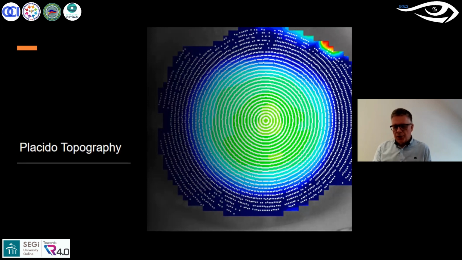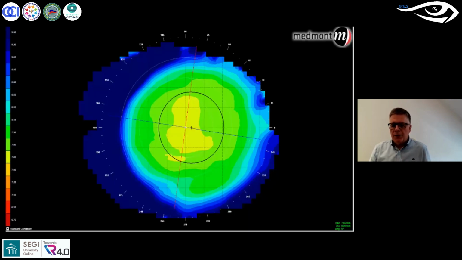Now, rather than just a series of concentric circles, you can see each one of these dots here represents a single measurement by this instrument. The measurements are rather more dense in the central part of the cornea, and they become a little more diluted towards the periphery. And the magic of topography is we've now got, this is a two-dimensional image, but we can call this a three-dimensional image of corneal shape.